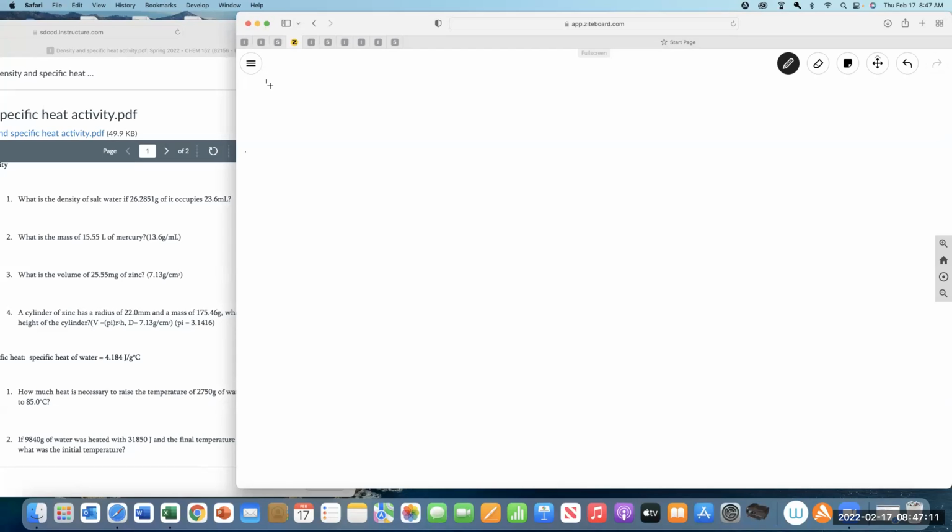All right, so the first one, what is the density of salt water if 26.2851 grams occupies 23 mils? This one's pretty straightforward. D equals M over V. And in this case, they don't get much easier than this one. We'll start off with an easy problem. 26.2851 grams over 23.6 milliliters. Someone asked me about sig figs: for the rest of your life, you should always express answers to the correct number of significant figures.